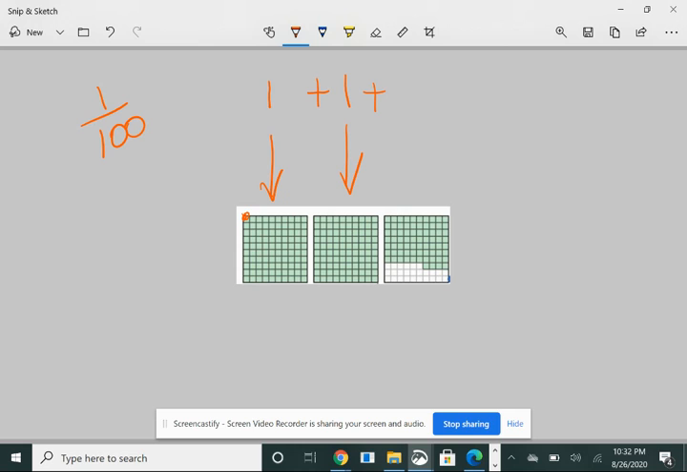Now we saw in the previous example that each one of these sections is 10. 1, 2, 3, 4, 5, 6, 7, which is represented by 0.7 because that is 7/10. And then we have 1, 2, 3, 4 hundredths.